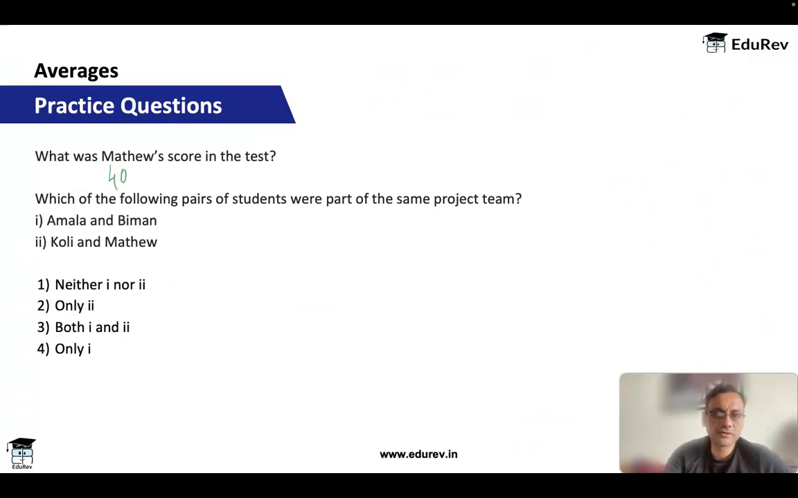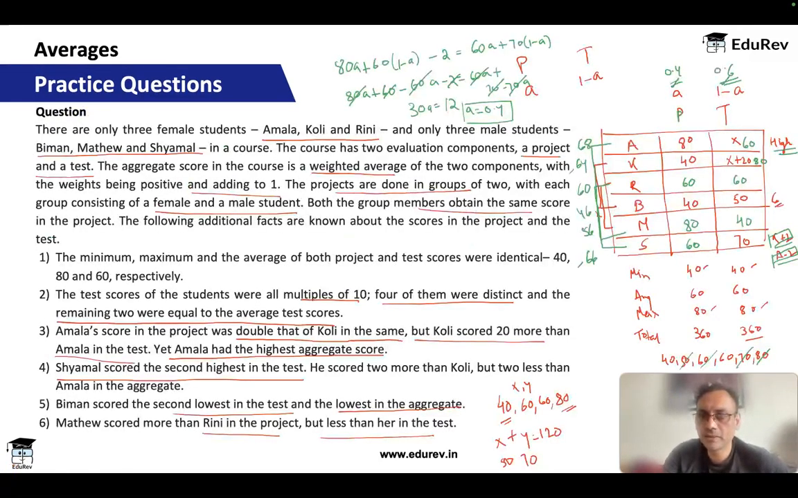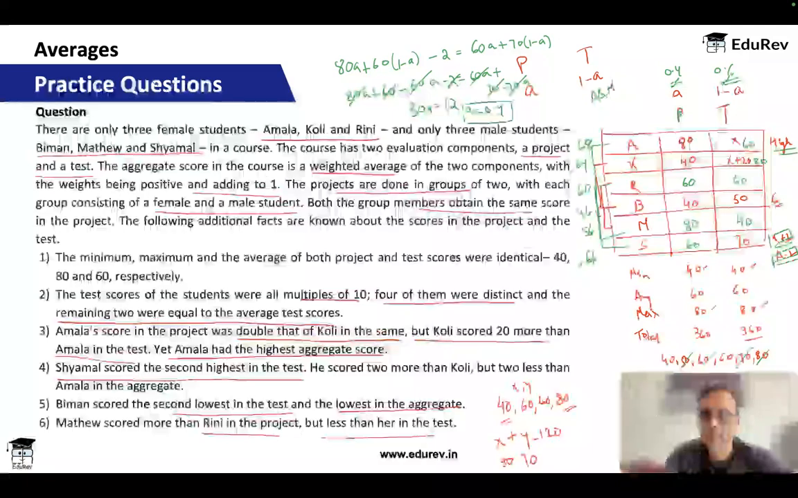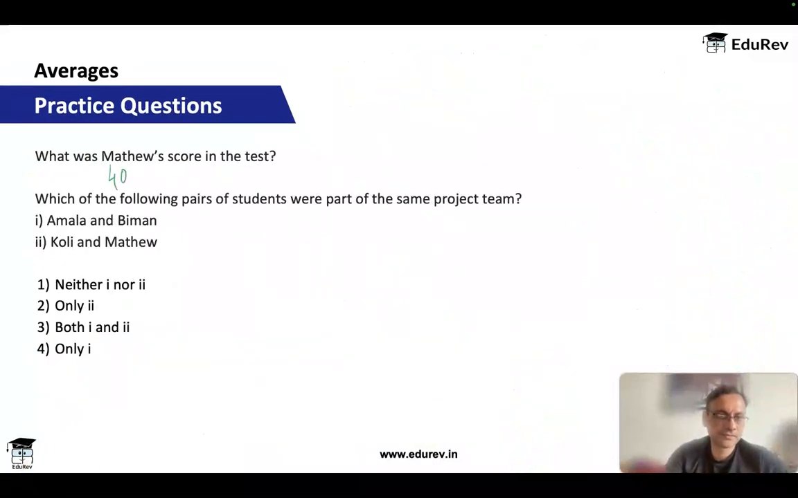Which of the following pairs of students were part of the same project? A and B, K and M. A and B, no. K and M, no. A has been paired with whom? A and M is a pair. K and B is a pair. And R and S is a pair. AM, KB, RS. AM, KB, RS, nothing. So neither one nor two.